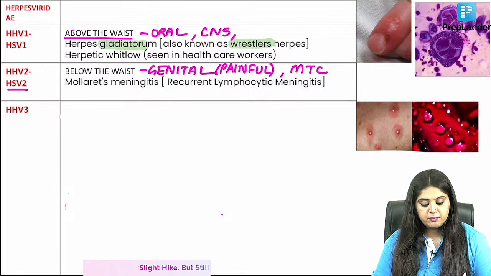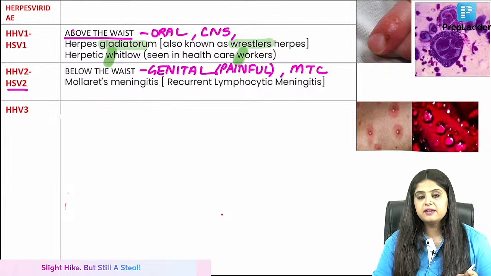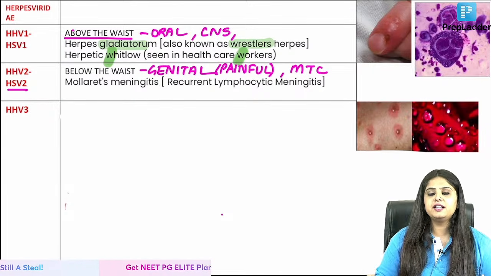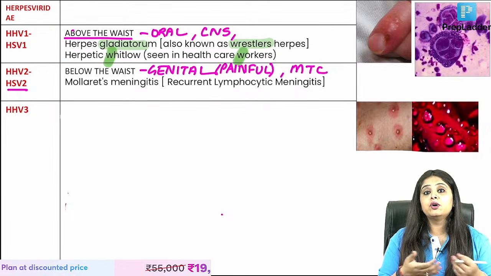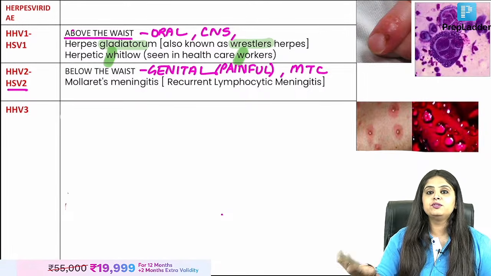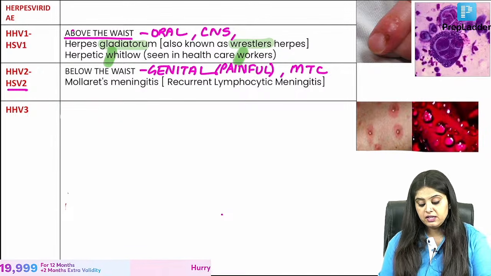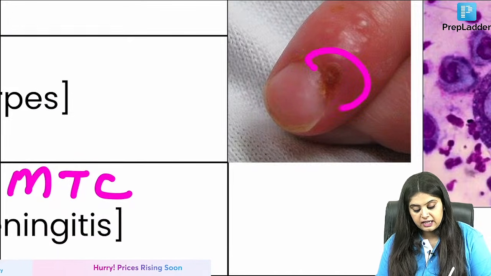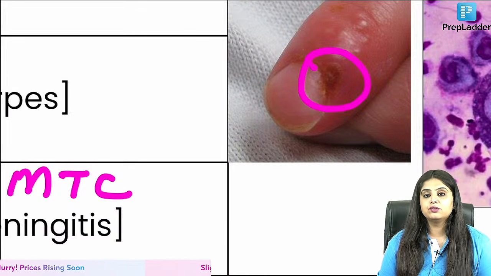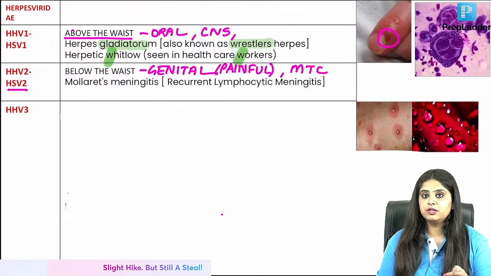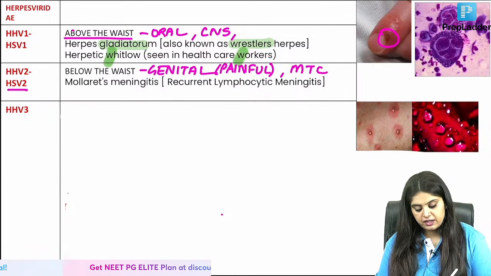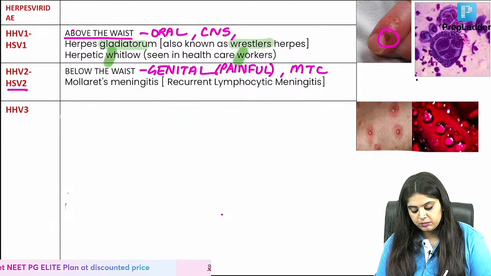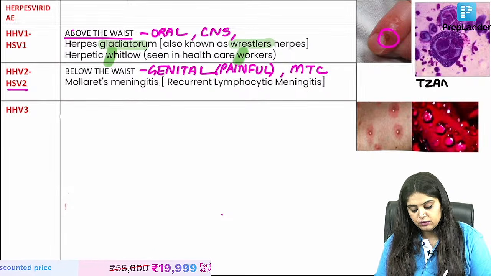Okay. Then herpetic whitlow. Whitlow is seen in healthcare workers. If you accidentally touch a patient with herpes with your fingers, maybe your glove had a tear, or you were not wearing gloves, you were not aware the patient had herpes, you end up touching the patient. So we healthcare workers can then get herpetic lesions also. So herpetic whitlow is for workers and gladiator is for wrestlers.